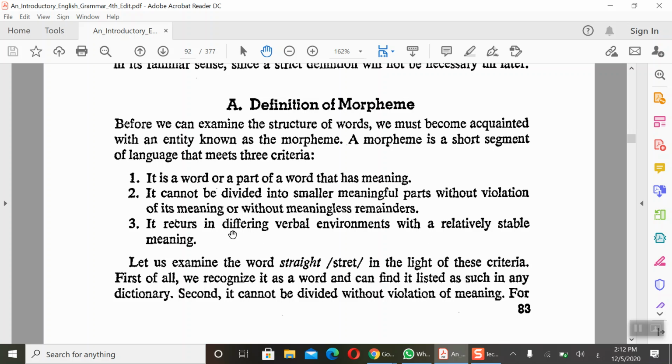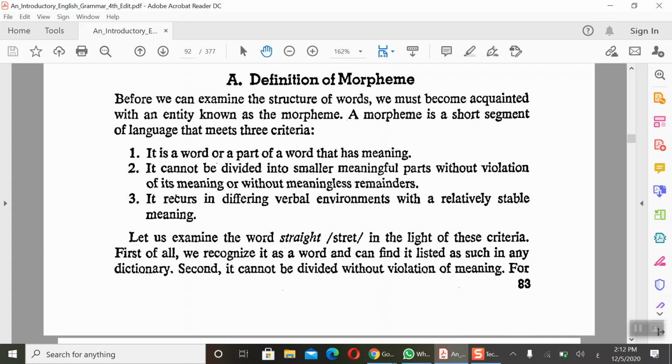We will have violation of its meaning. It will lose its original meaning. And also, we will have meaningless remainders. I mean, here we will have some letters that have no meaning. We will see this. I will explain these criteria one by one with examples.